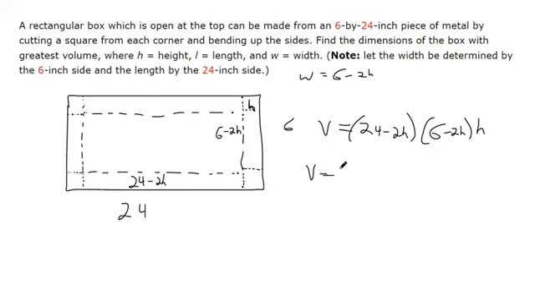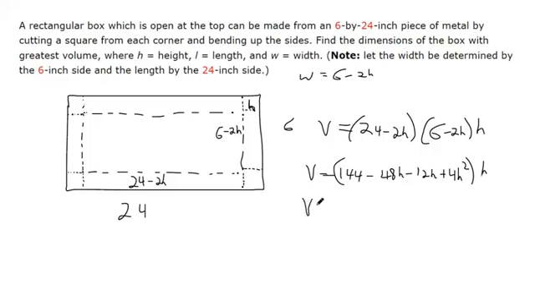And so if you expand this, multiply those two parentheses, so we got 144 minus 48h. I'm just multiplying the two parentheses together. So minus 12h plus 4h squared. That's what the two parentheses are when you multiply them.